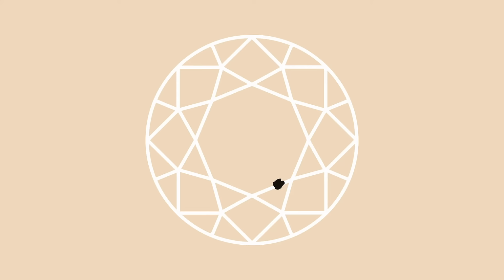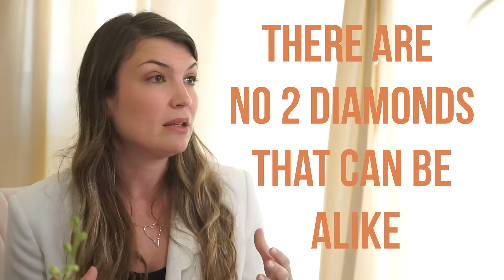Inclusion is just a fancy word of saying dirt mark or birthmark. Well, I have a lot of birthmarks, so I like to refer to them as beauty marks. But it's something that's unique to the diamond. There are no two diamonds that can be alike, and the imperfections or lack thereof can be identifying features of the diamond itself. Yeah, and then just going back to the original point, it's not really scientific, okay?